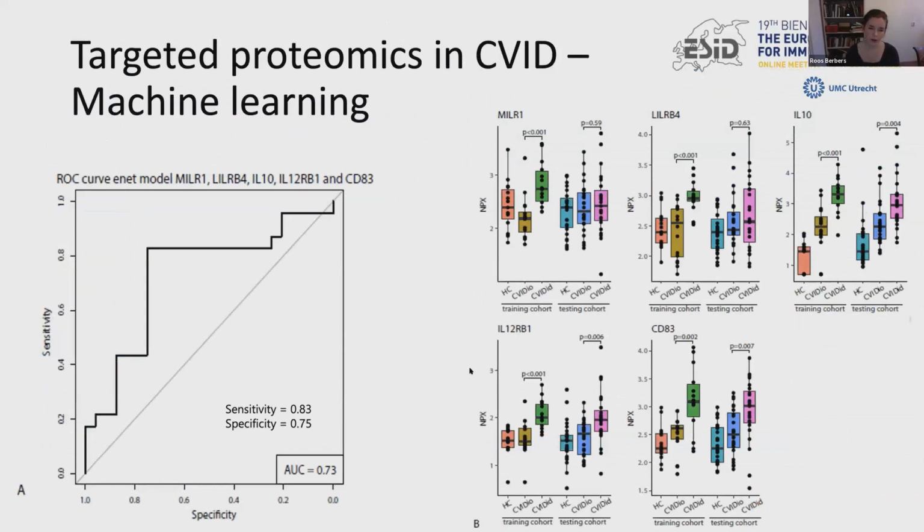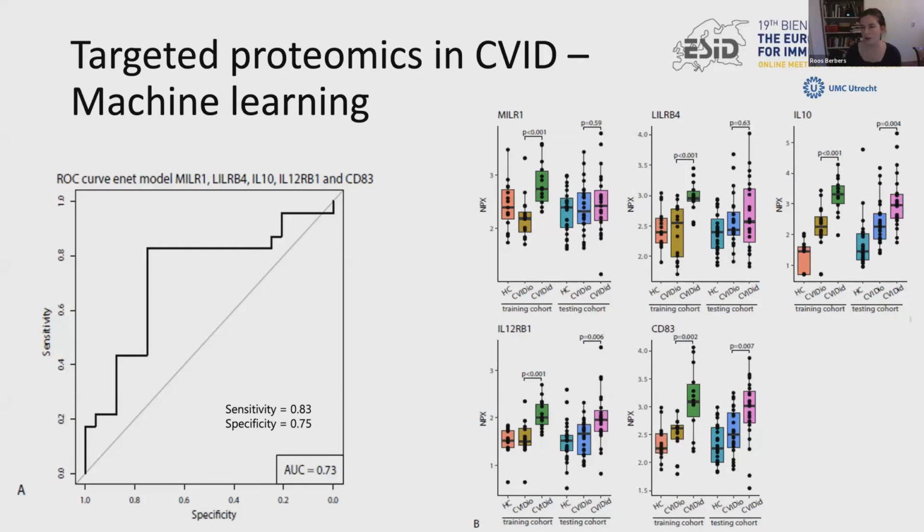On the second cohort, an algorithm using 5 markers, which are Miller-1, LILRB4, IL-10, IL-12, RB1, and CD83, could predict which patients had immune dysregulation and which ones had infection only, with a sensitivity of 0.83 and a specificity of 0.75. What's interesting is that in the second cohort, we included 13 patients from Freiburg in Germany, and there were no patients from this center in the first cohort. This algorithm correctly identified 12 out of 13 patients.